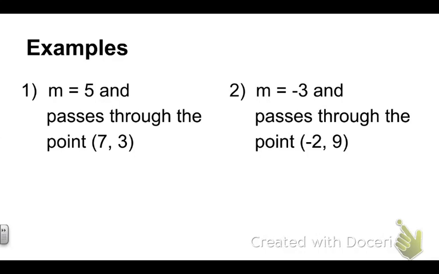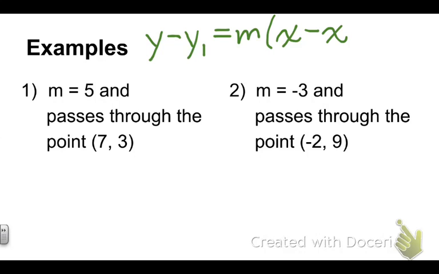Alright, so example 1, m equals 5, so your slope equals 5, and passes through the point 7, 3. So let's go back to that equation and get that written down. It's y minus, always minus, your first y-coordinate is equal to slope times x minus, again, always minus, your first x-coordinate point. So plug in what you know.